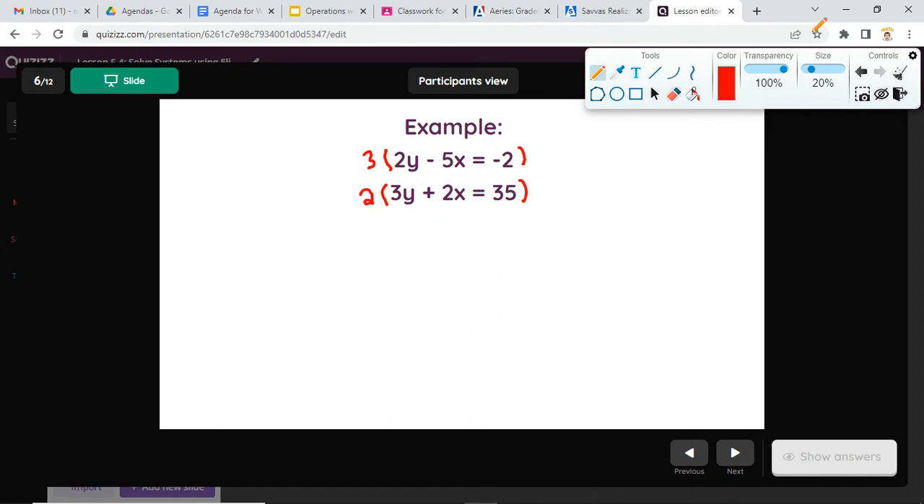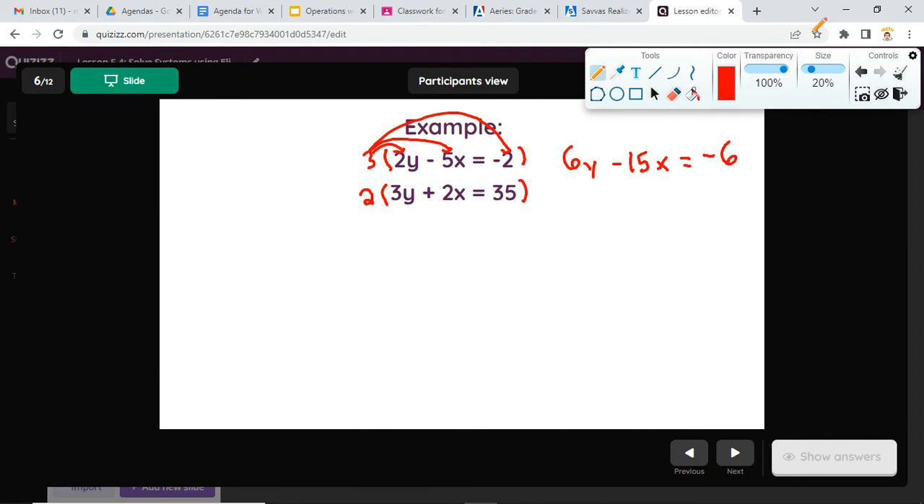So I need to multiply both of these equations by 3 and 2 respectively. Now what that means is I basically need to distribute this 3 to all of the terms. Every term has to get multiplied by 3. So 3 times 2y would be 6y. 3 times -5 would be -15x. And 3 times -2 would be -6.